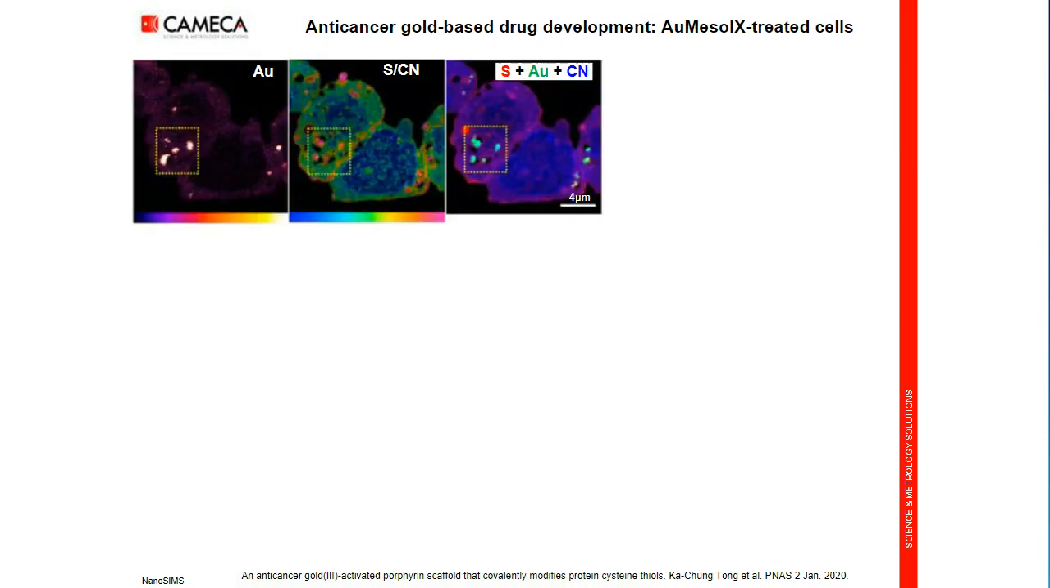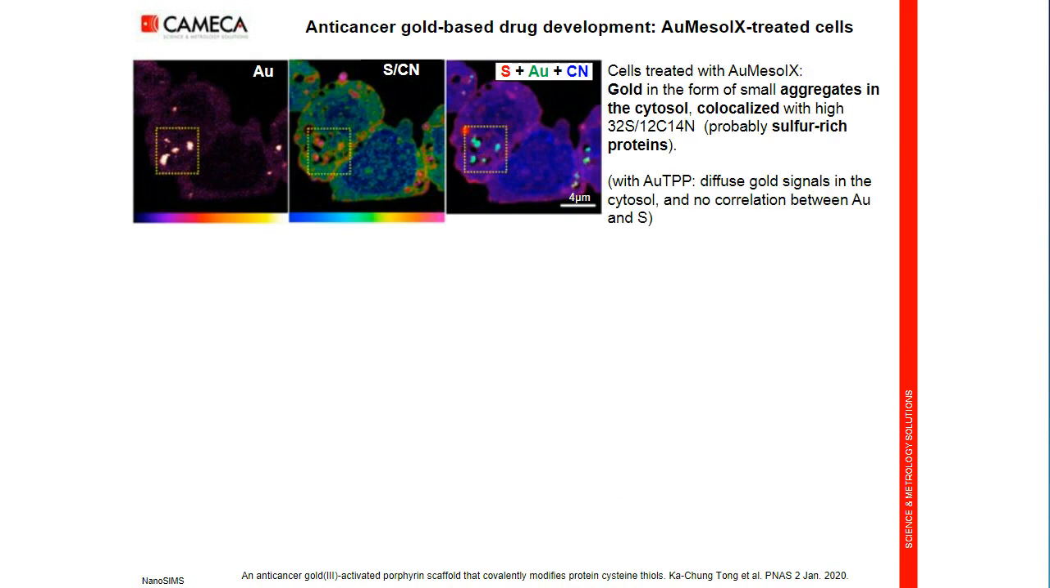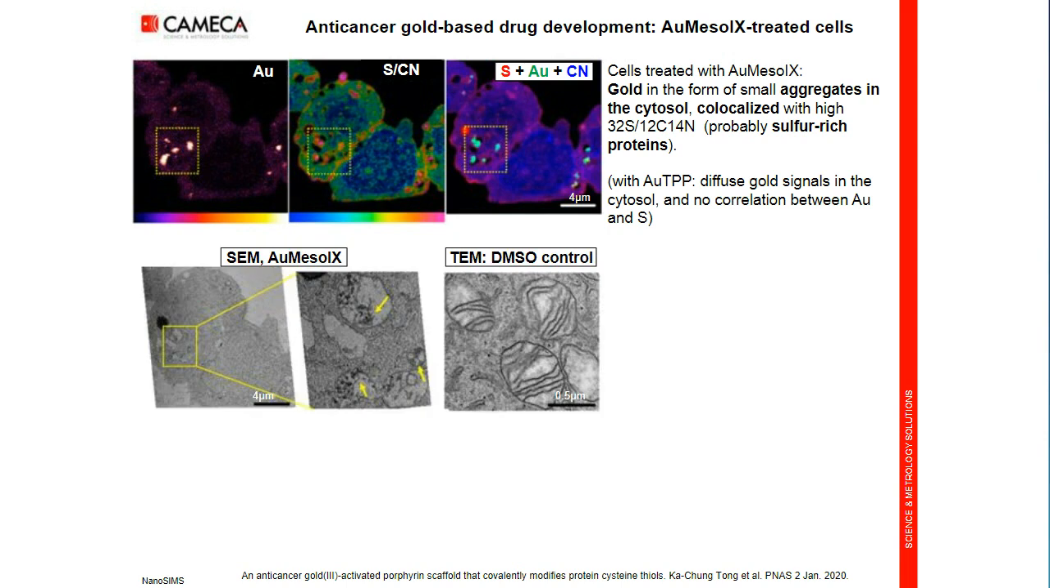So now we see the 2 images on the left, gold distribution using gold meso 9, as small aggregates in the cytosol, and the middle image shows the sulfur over nitrogen image, and the third image shows the superimposition of the 3 elements. So there is a very clear co-localization of gold with these sulfur-rich proteins. And with the gold TPP, there is only a diffuse gold signal in the cytosol. No correlation.